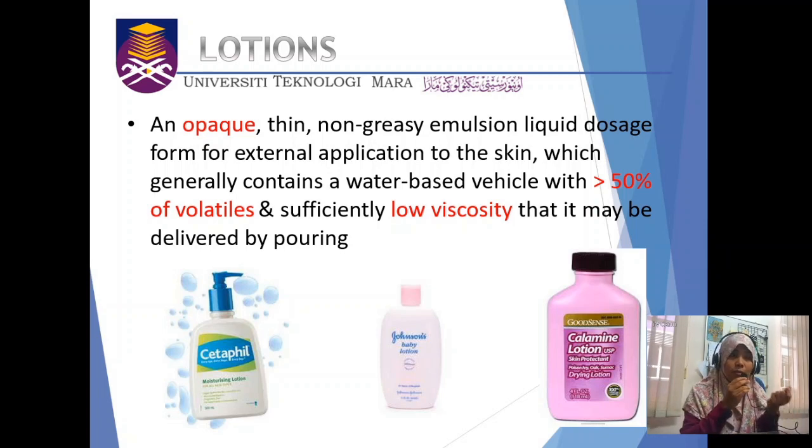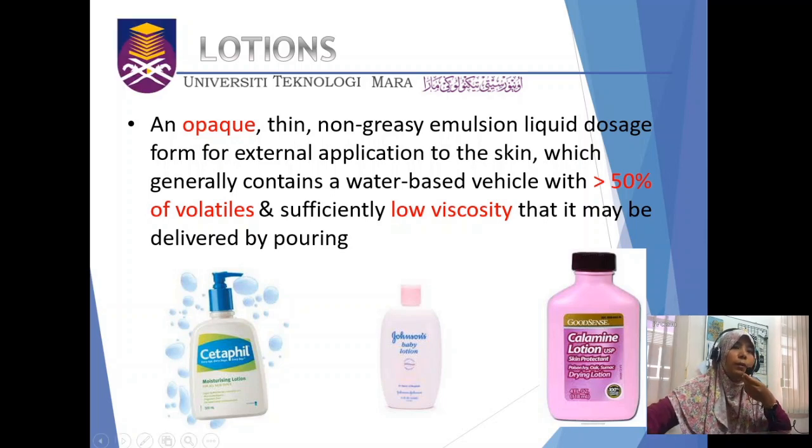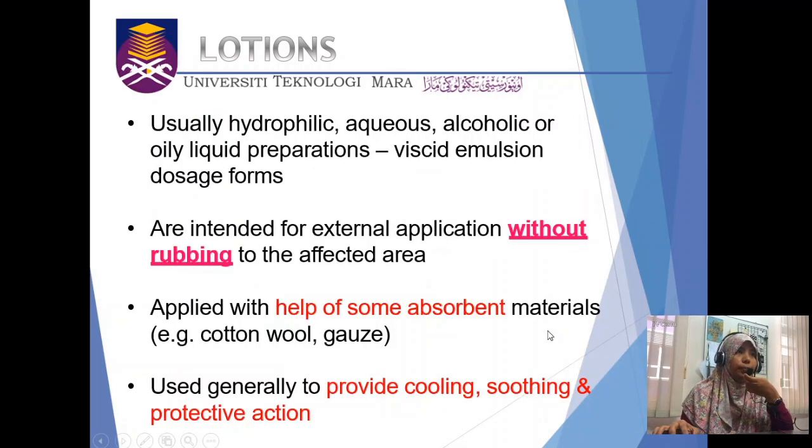And then lotion is also very, very soft, usually just for moisturizing, and also to make sure that you keep the moisture on top of your skin. The most popular one, of course, is calamine lotion. Usually a hydrophilic, aqueous, alcoholic, or oily liquid preparation. So this is a combination of a lot of properties. You can choose whether you want it to be hydrophilic, aqueous, or alcoholic. It depends on you. They are intended for external application without rubbing to the affected area.